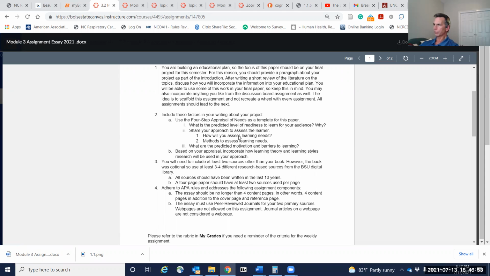And based on your appraisal, incorporate how learning theory and styles of research will be used in your approach. You've already done some of that. You may have to retool it. But again, you're scaffolding this information. So some of this will be repeated, and that's fine.